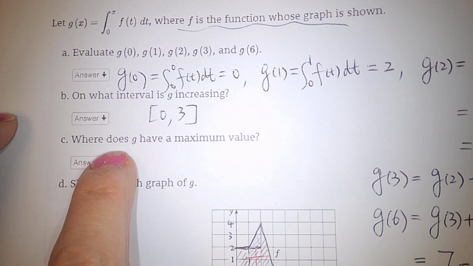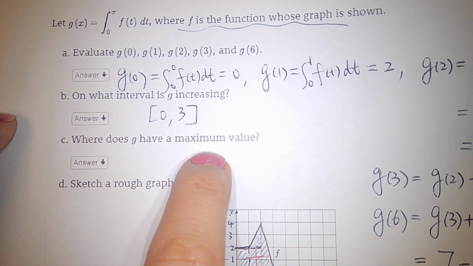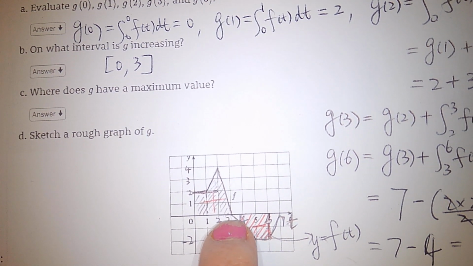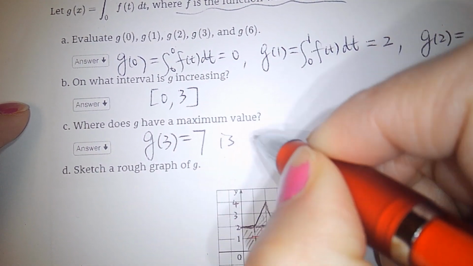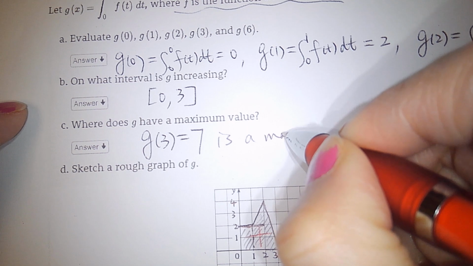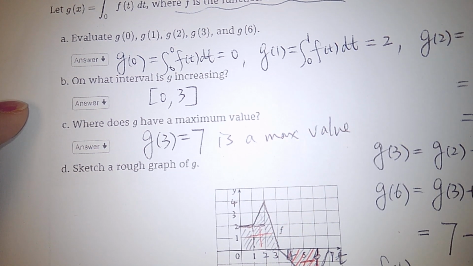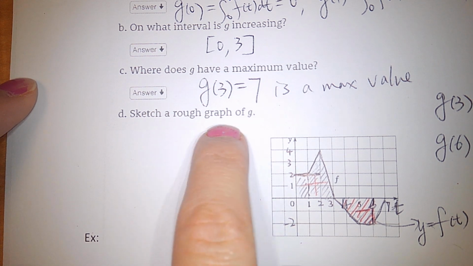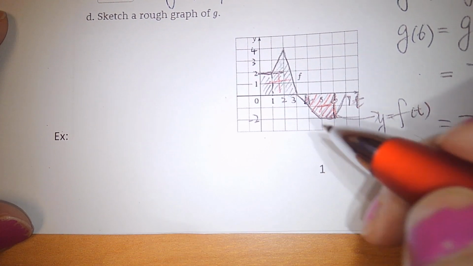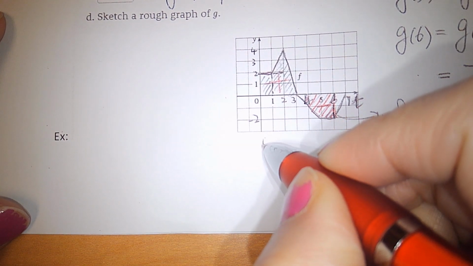Where does G have a maximum value? So g of 3 equals 7 is our maximum value. You guys do see that? Can you see this, right? And sketch a rough graph of g. So I'm going to draw a picture here.